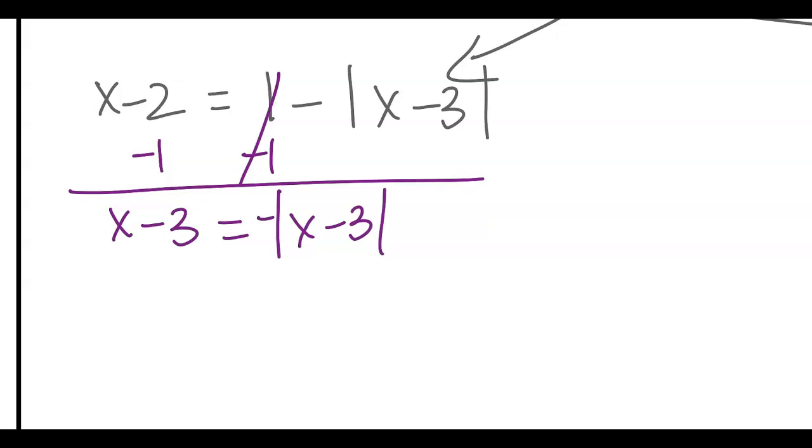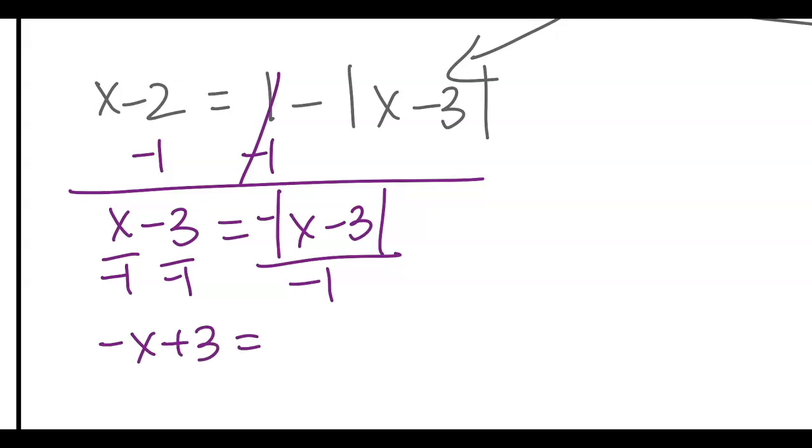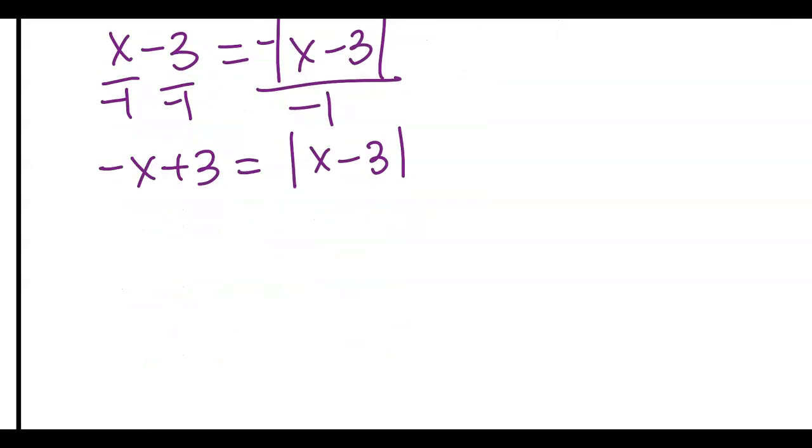Okay, I need to get rid of that negative 1 because remember, you want to completely isolate your absolute value. We're going to divide both sides by negative 1. So notice that everything is being divided by that negative. We're going to make this negative x plus 3 equal the positive absolute value of x minus 3. Nothing inside the absolute value is affected by this negative or anything else that's being moved. Nothing's being affected inside the absolute value. Once you get to this step, you should know exactly what to do, guys. You've done this pretty much all day.